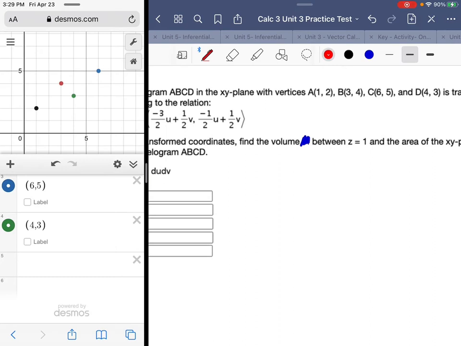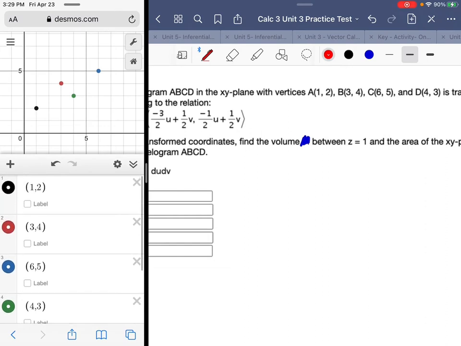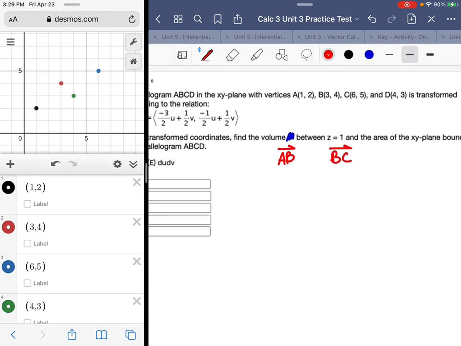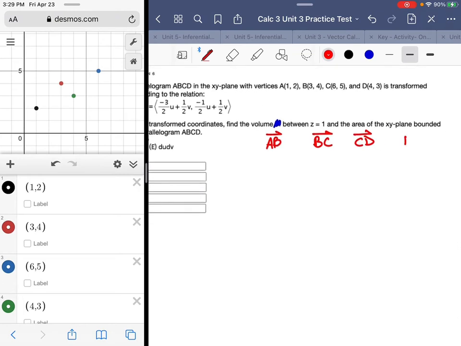I would want to be looking for, and we could label it up, but the order in which I put them in is the order that they were given: A, B, C, then D. So in a counterclockwise fashion, actually that would be clockwise. I would be looking for the equation of the line passing through AB, then BC, then CD, then D back to A.